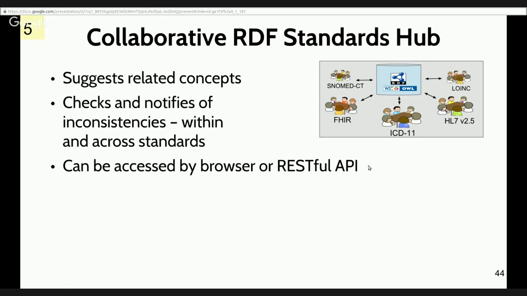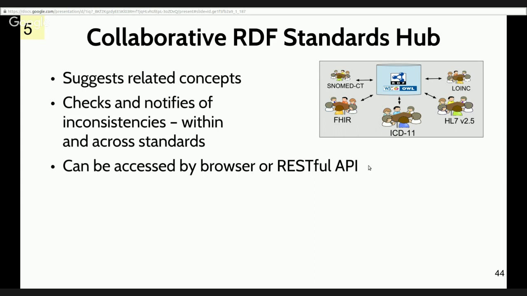So for example, some of the things that it might do, it might suggest related concepts when you're putting concepts in there, just by using natural language processing or other techniques to try to make suggestions. It can also run a reasoner to check for consistency, both within an RDF-based standard that's being worked on, and also across standards.